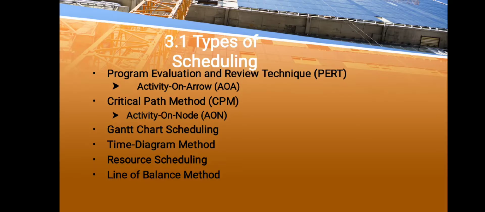Types of scheduling: Program Evaluation and Review Technique or PERT, Critical Path Method or CPM, Gantt chart scheduling or bar chart, time diagram method, resource scheduling, line of balance method. So those are the types of scheduling. We're going to focus on PERT and the critical path method.